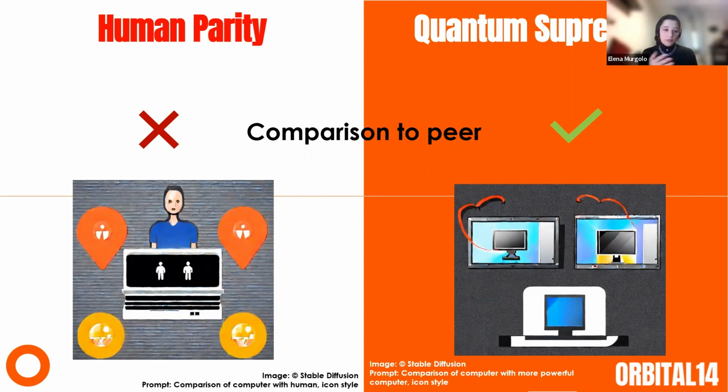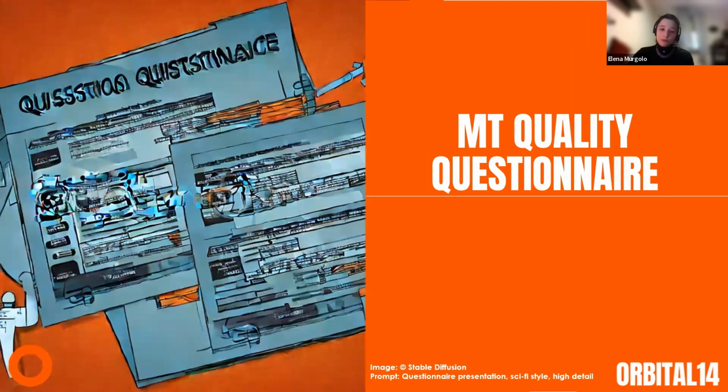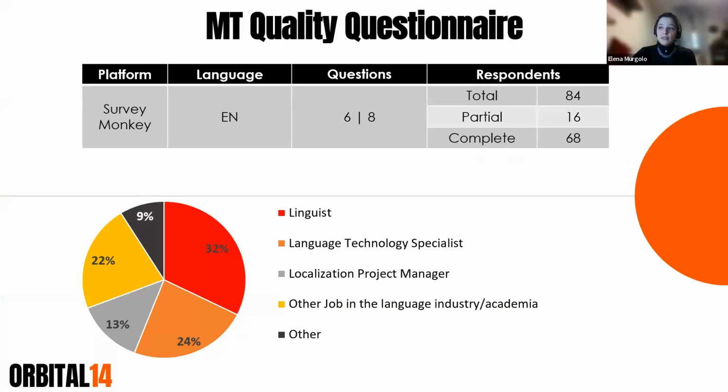So the results of the action of a human is compared to the results of the action of a machine, which is not completely fair in a sense. And to assess, let's say, the thoughts on human parity by a wider community, we launched a very small questionnaire on machine translation quality, which we launched in SurveyMonkey.